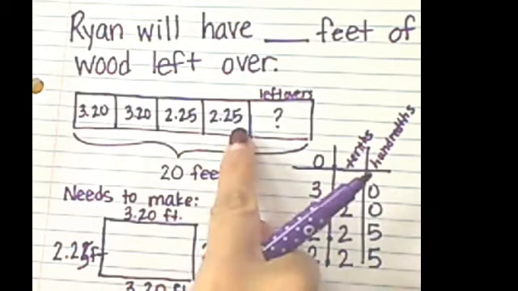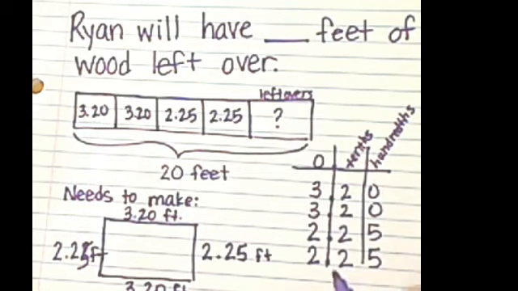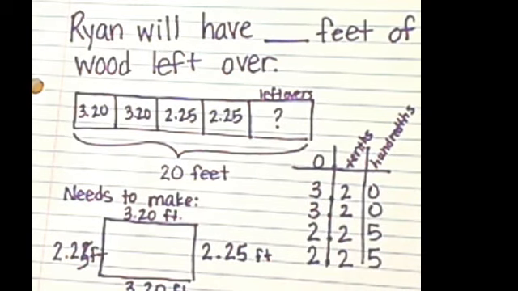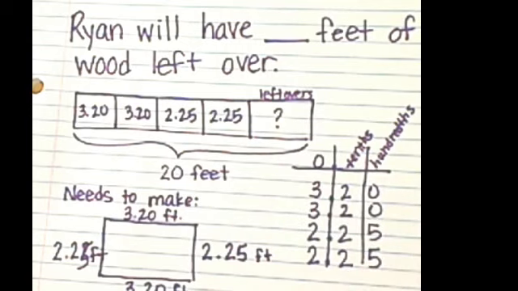So we've got the 4 sides here. We know that if we add the missing piece, then we'll have 20 feet. But we don't know the missing piece, do we? Okay, so let's add up and see what we've got so far.